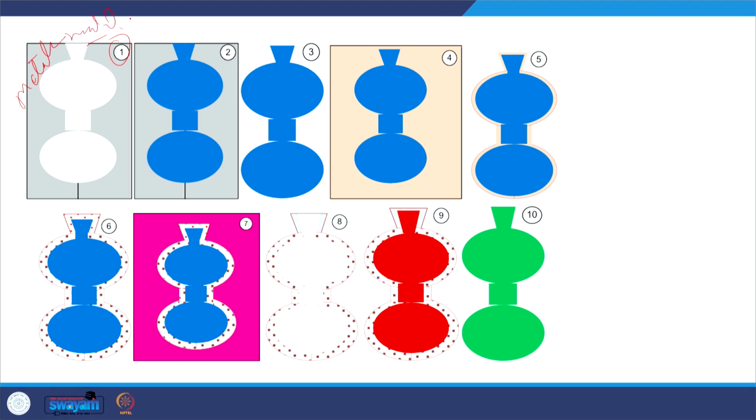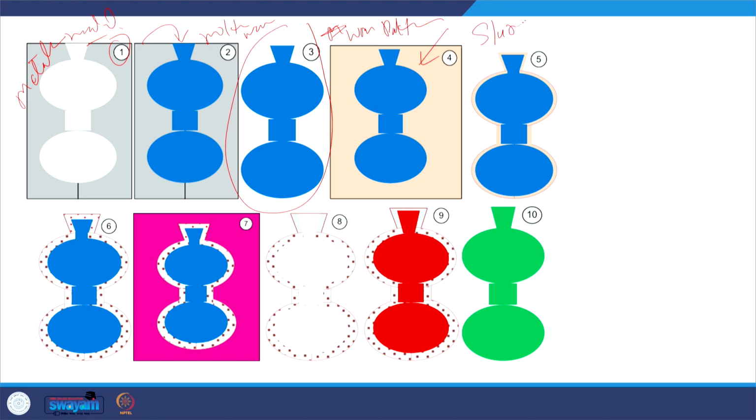This metallic mold will be used for making the wax pattern. So, the molten wax will be filled in the metallic mold. This is the second step, where the molten wax is filled. After solidification, we get the wax pattern. This wax pattern will be dipped into the slurry.